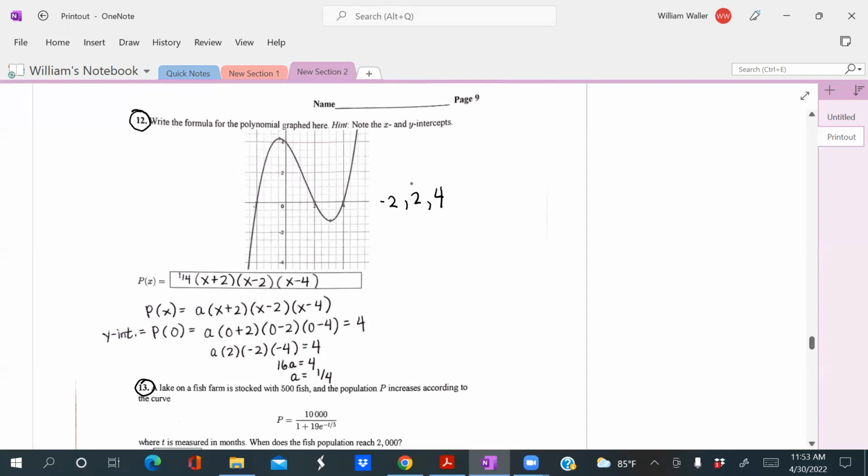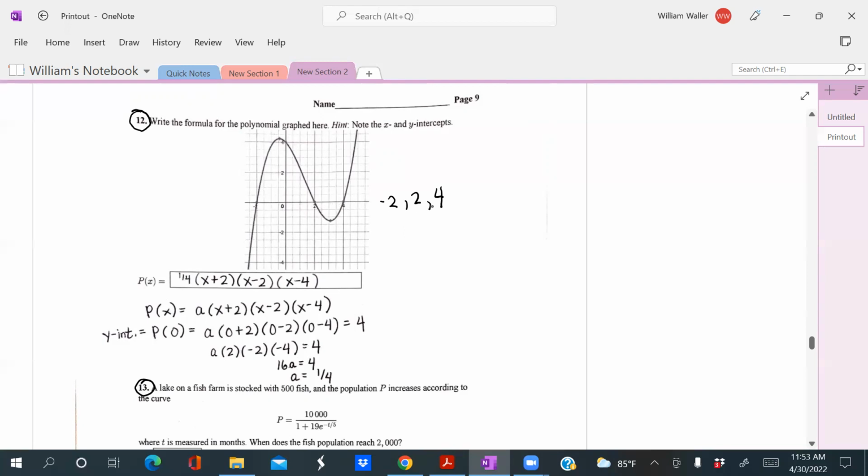So instead of being given the formula for the function and being asked to find the x-intercepts, here we're being shown what the x-intercepts are, because we're shown the graph and we can read the x-intercepts off the graph. So we're given the x-intercepts, and we're asked to write down the formula. So we're going in reverse here.